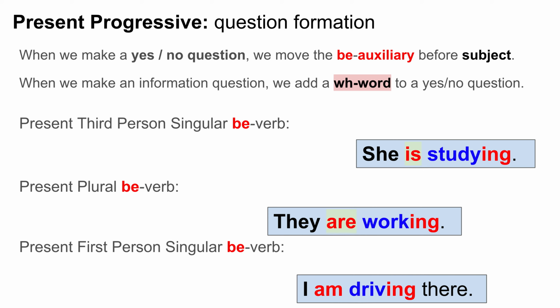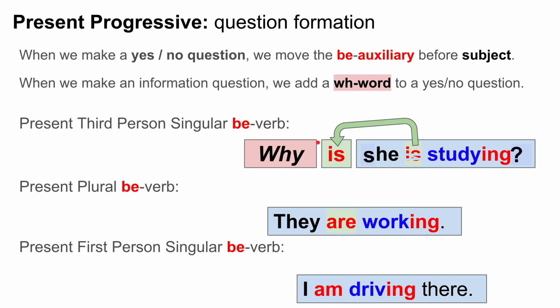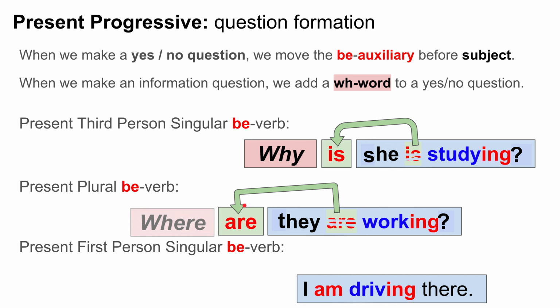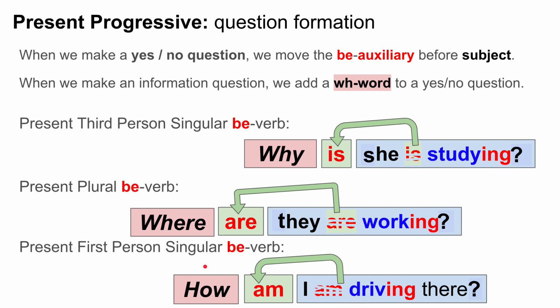Okay, so we already know that when we make a yes-no question, we move the be auxiliary before the subject. So she is studying. Is she studying? When we make an information question, we just add a WH word to a yes-no question. Is she studying? Why is she studying? Okay, so here we added the WH word why to a yes-no question. Let's look at another example. They are working. Are they working? Yes-no question. WH question. Where are they working? Okay. Let's look at another example with first person. I am driving. Yes-no question. Am I driving? WH question. How am I driving? Okay.